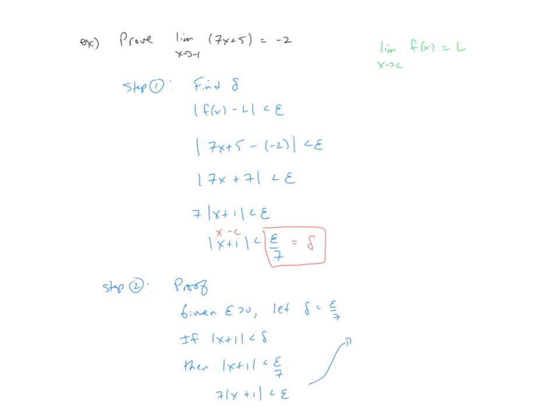I'll distribute that 7 in there. Then I'll go ahead and take the absolute value of 7x plus 5 minus a -2, just like I did from above, less than epsilon. And so there you go. You've proven that given epsilon bigger than 0, there exists another really small number, delta. If the absolute value of x minus c is less than delta, then the absolute value of f of x minus L is less than epsilon. So again, very mechanical, step 1, step 2 stuff.